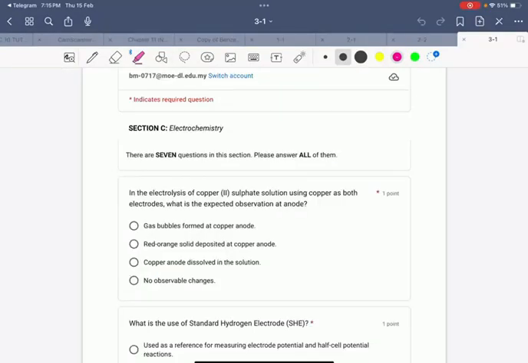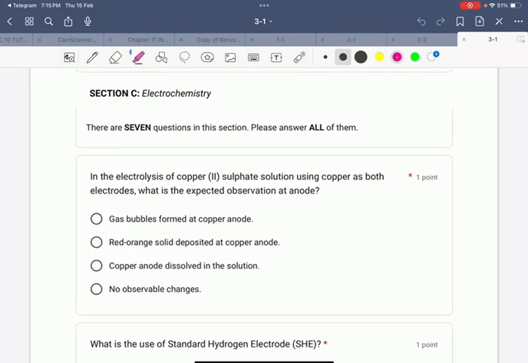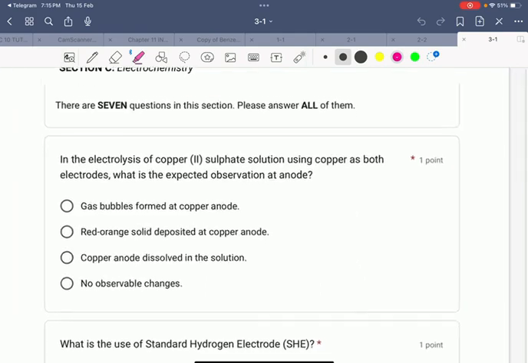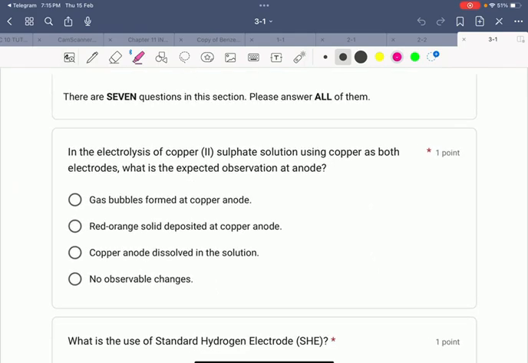Okay, last part for pre-UPS, Set B, Section C, Electrochemistry. There are 7 questions in this section. So we go through the first question. In the electrolysis of copper sulfate solution using copper as an electrode, what is the expected observation at the anode?